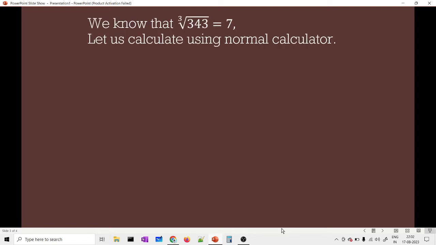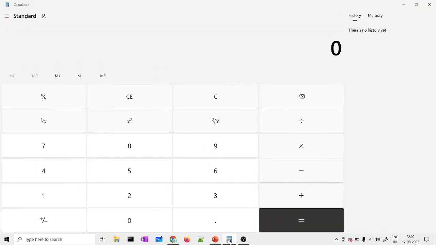We all know that the cube root of 343 is 7. Let us just try to calculate this by using a normal calculator. So I open a normal calculator in my laptop. We do have a scientific one as well, but for the CA examination you will be getting the normal calculator which has a function of square root only.